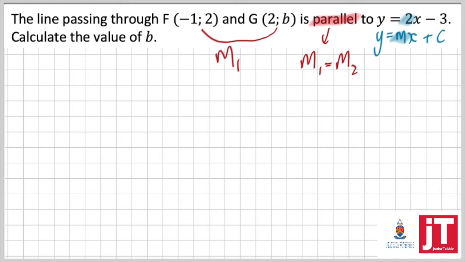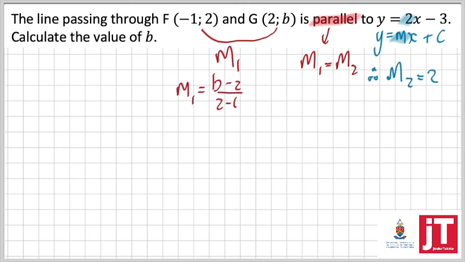So what does this mean in the bigger scheme of things? It means the m2, the second m value, is 2. I read it off because it's the coefficient of x. In other words, the answer I get as the gradient between F and G must also be 2, because the lines are parallel to one another.